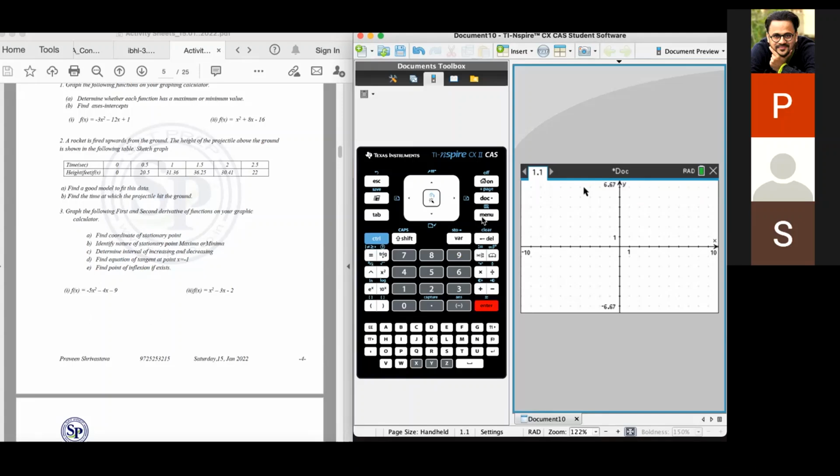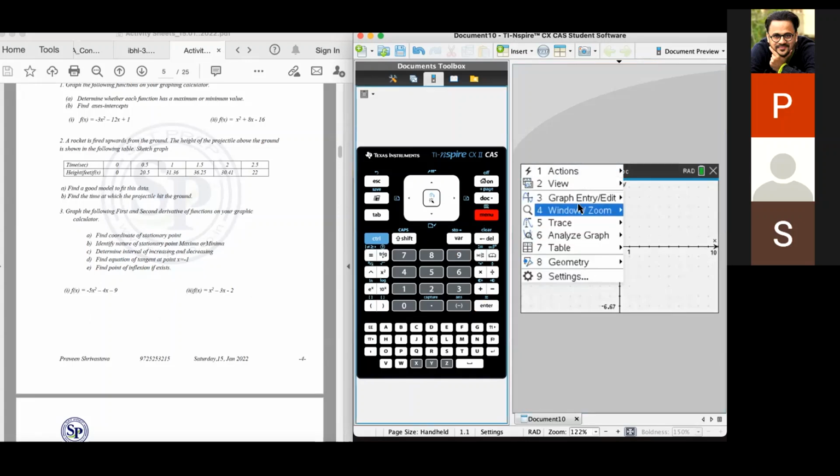Now we need to change the, or we need to set the window here.